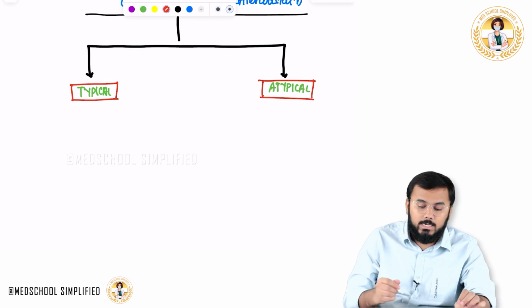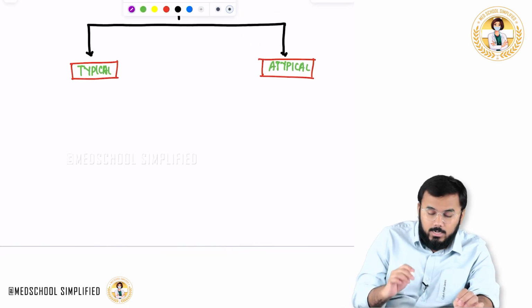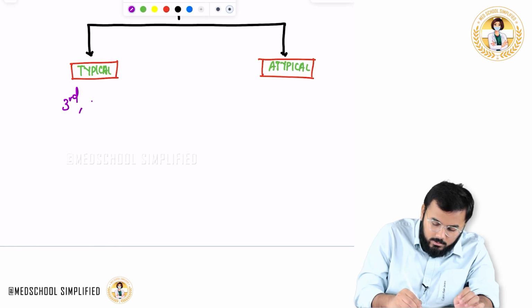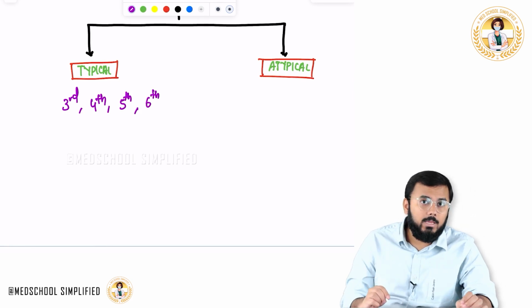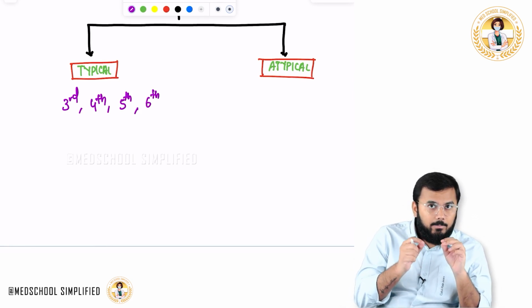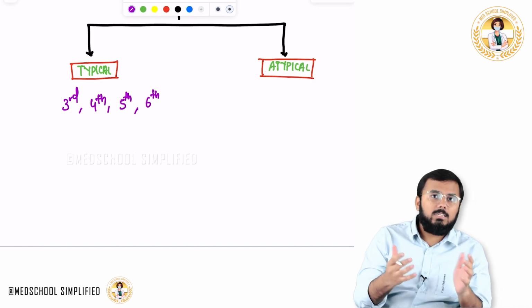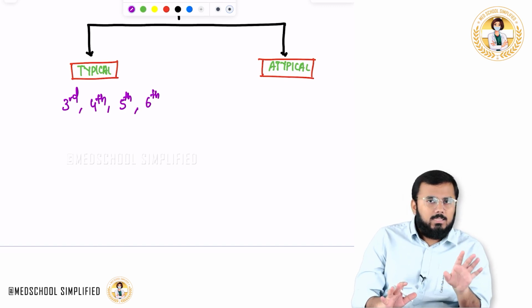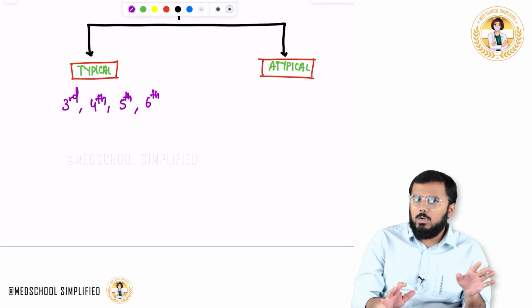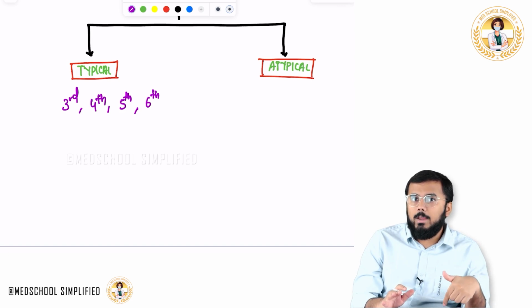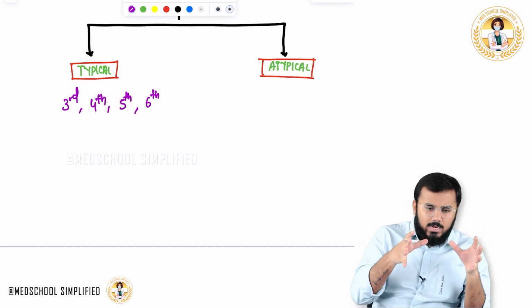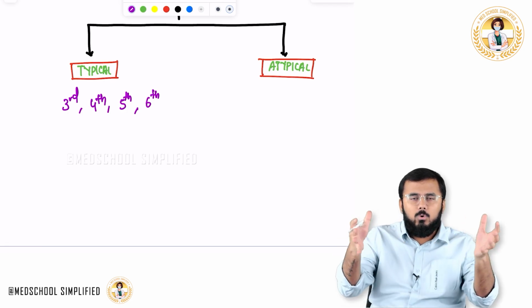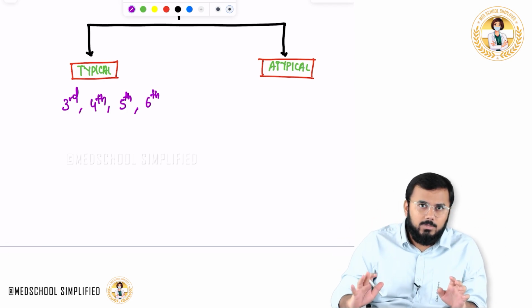What is typical and what is atypical intercostal nerve? Typical intercostal nerves are third, fourth, fifth and sixth. Why are they called typical? Because these nerves supply the intercostal spaces and the thoracic wall only. They stay in the thoracic region. They do not come out of the thoracic cage into the abdominal region or any other region. They are staying only within that closed boundary of thoracic cage. So that is why they are called as typical.